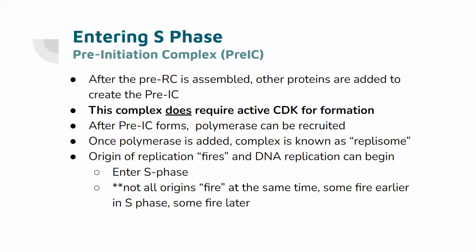So moving along to S phase. Entering S phase, we are going to talk about pre-IC formation. This is a little bit of a review from the end of last week and what Laura went over in lecture this week, at least so far. You need a pre-RC to be assembled and ready in order for the pre-IC formation to occur. The pre-IC is the middle of the replication bubble, where replication should start.